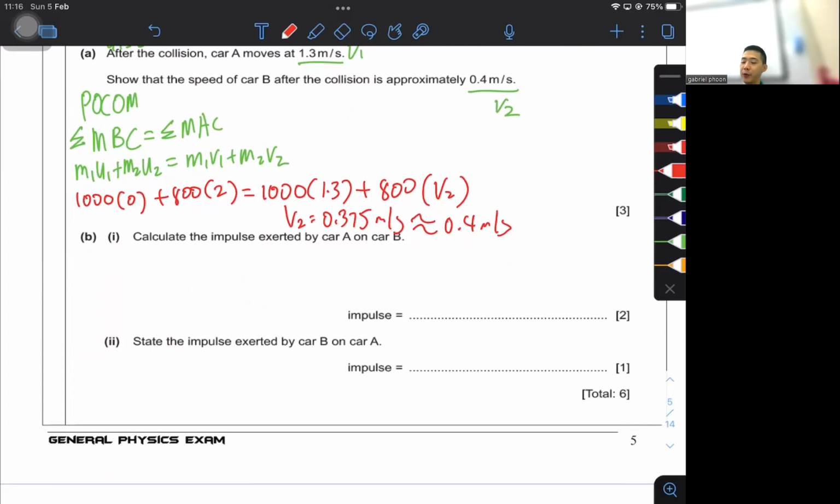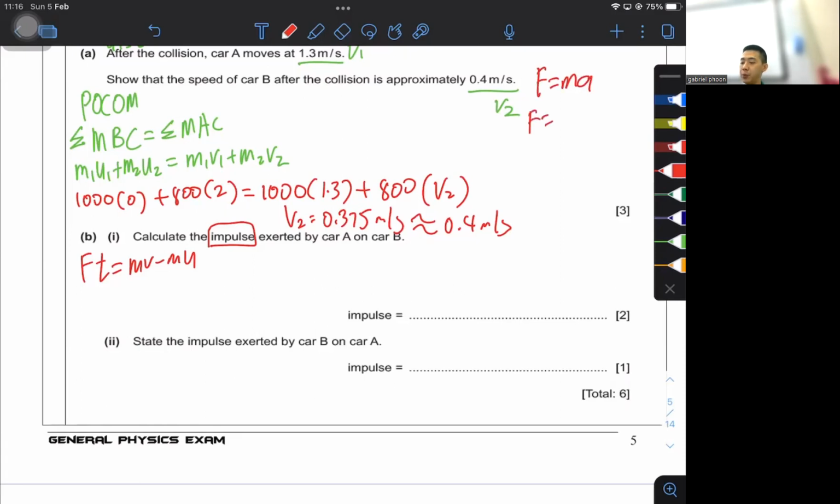Let me tell you guys, if you see this question, ask yourself first and foremost, what do they want from you? They want you to find impulse, right? This is without a doubt already. So impulse is either going to be Ft or mv minus mu, right? All of you should be able to derive the formula by now from F equals ma. For those who do not know, let me say this real quick: you can derive the impulse formula from F equals ma.